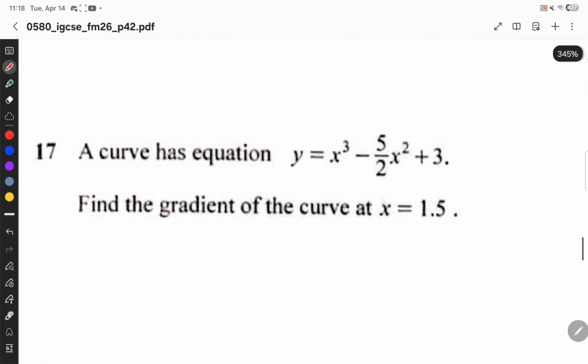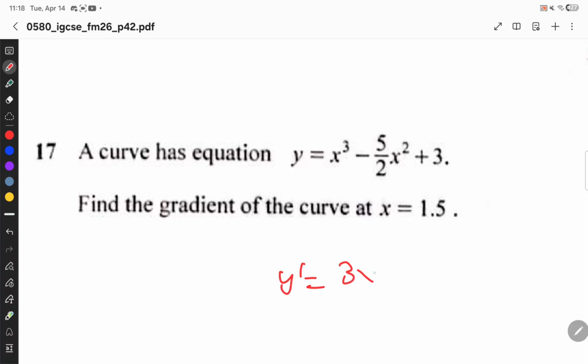A curve has the equation this. Find the gradient of the curve at x equals 1.5. Okay, now I have done add maths, so I know how to find the derivative. This is the basic, remember this from your IGCSE days.